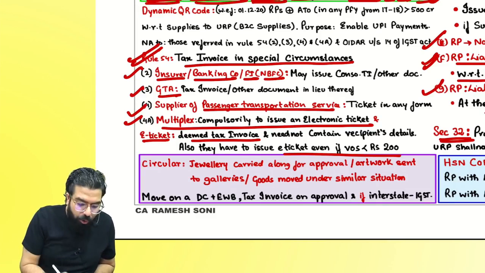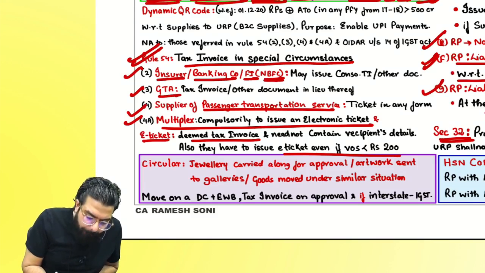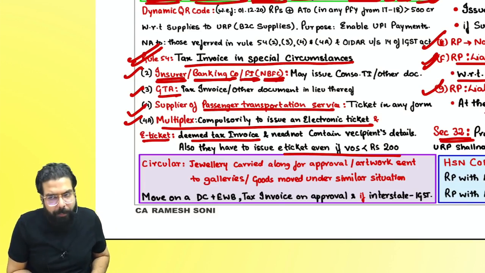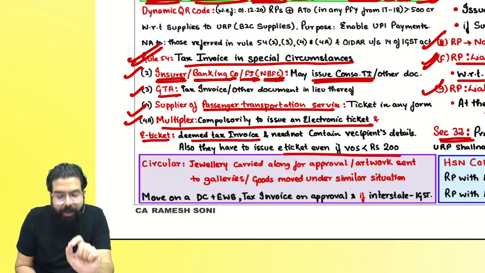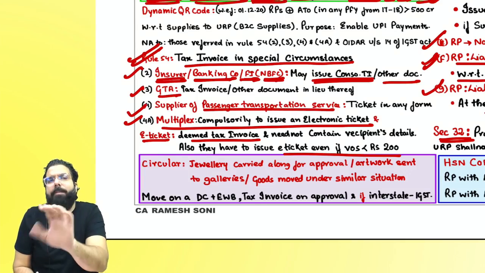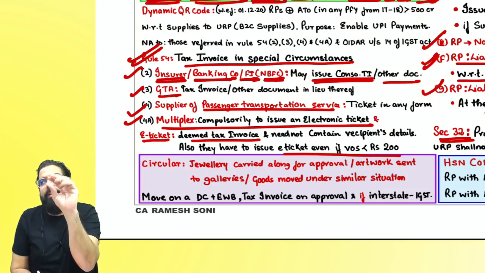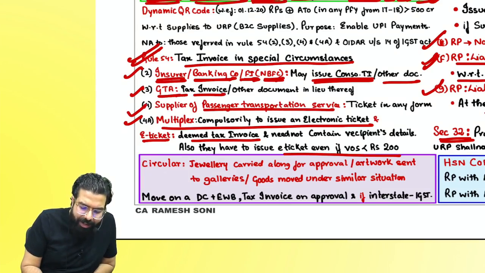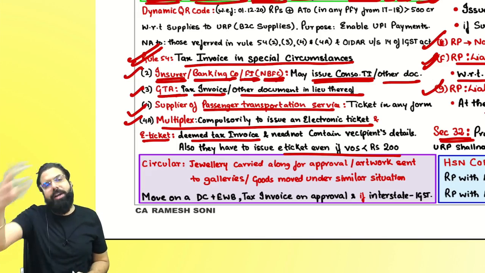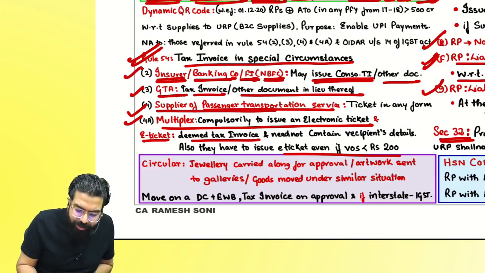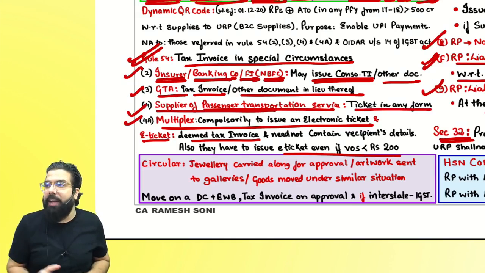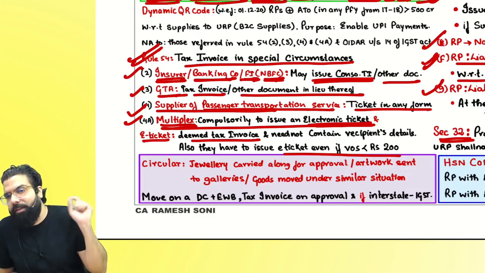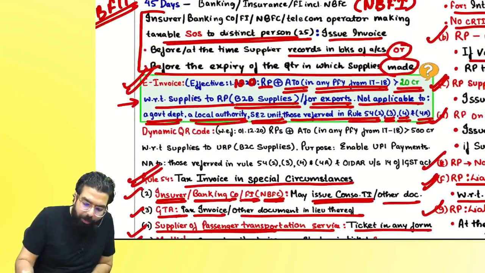Rule 54(2) says, if you are an NBFI, NBFC, banking company, financial institution or insurance company, you can issue a consolidated tax invoice or any other document. Might be a bank gives a statement at the month end, that is the tax invoice. A GTA can give a tax invoice, or the consignment note will also be deemed as the tax invoice. In passenger transportation service, the ticket is deemed as the tax invoice. In the case of multiplex, the e-ticket is deemed as the tax invoice. Done, everyone?